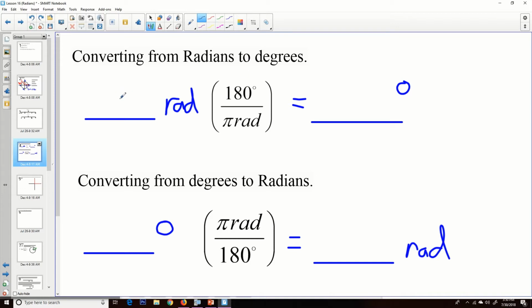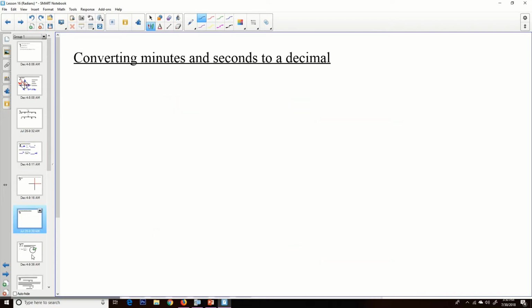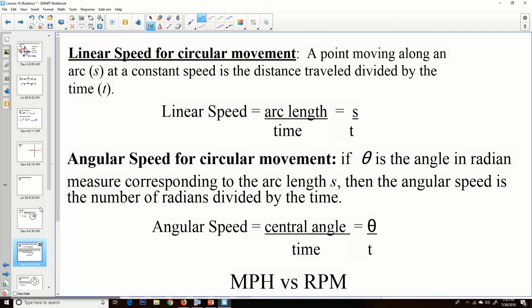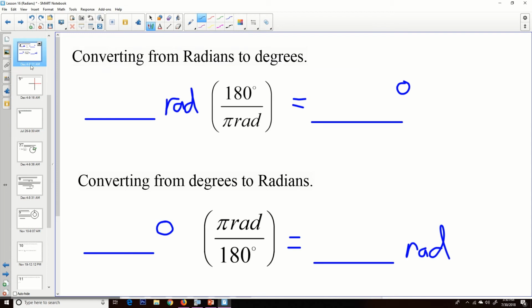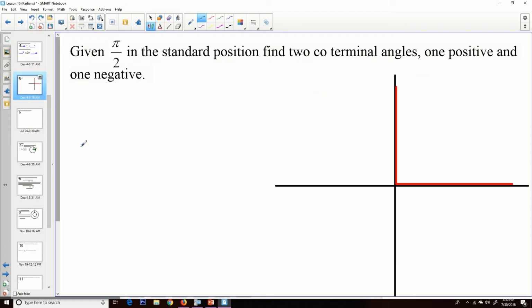So if I had pi over 2 radians and I multiply it, I think I have an example of converting. Yeah, I do. Okay, we're good. We'll come back to it. All right, so here we go.